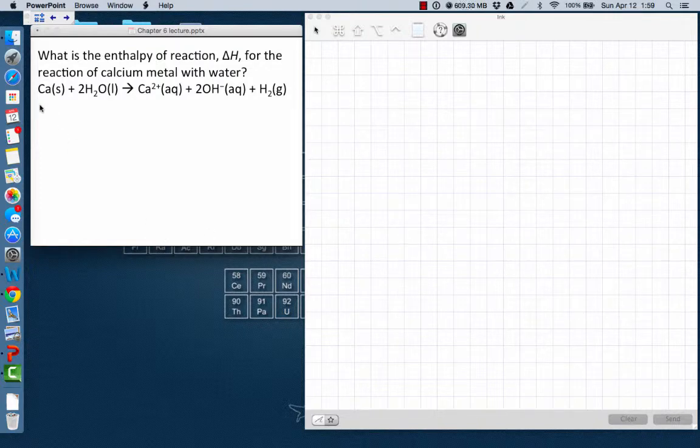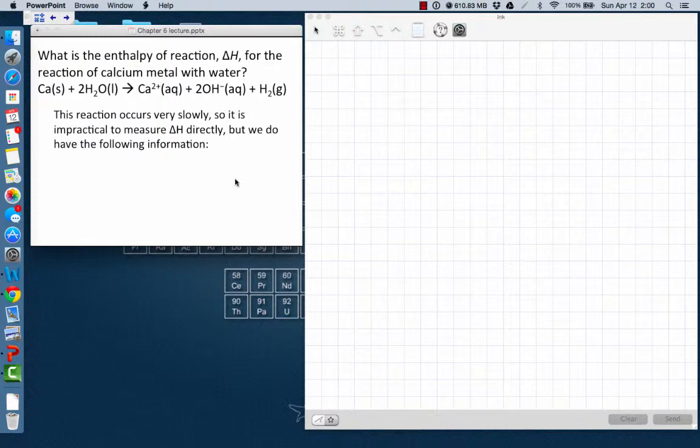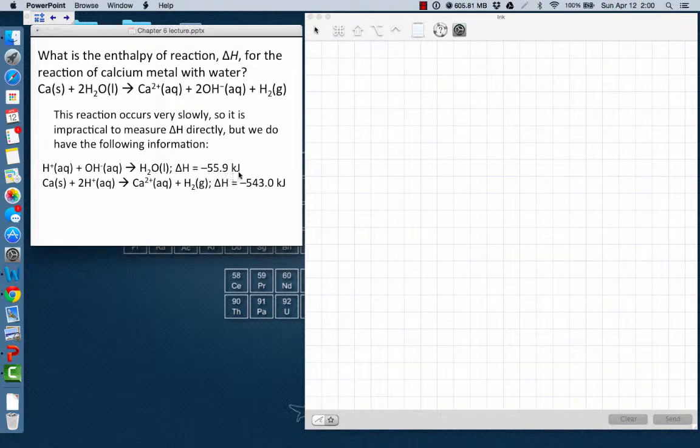We're trying to get calcium plus water liquid yields calcium 2+, 2OH-, and an H2 gas. Okay, so the information that we do have is this. We have H+ plus OH- yields H2O liquid, and we know that that one is -55.9 kilojoules. Okay, so that looks pretty good. We also know that we have calcium plus H+ yields calcium 2+ and then hydrogen gas, and we know we have a delta H for that one.